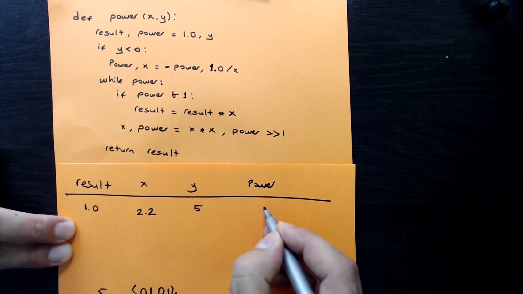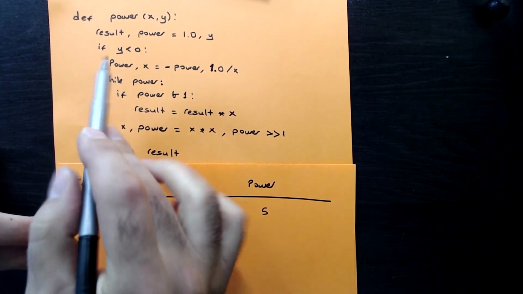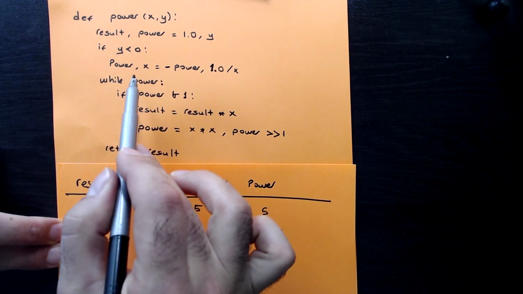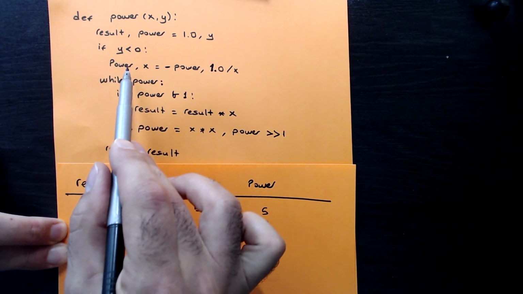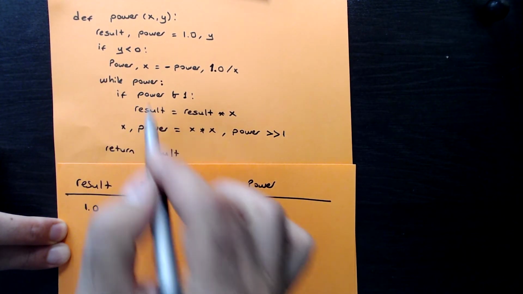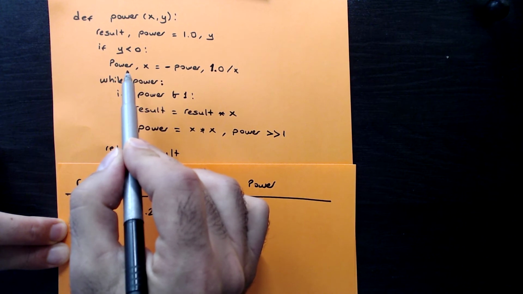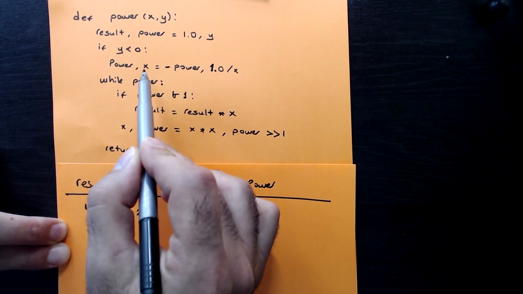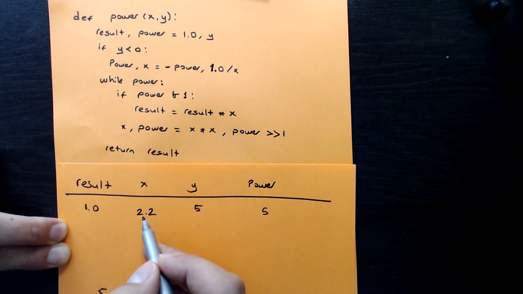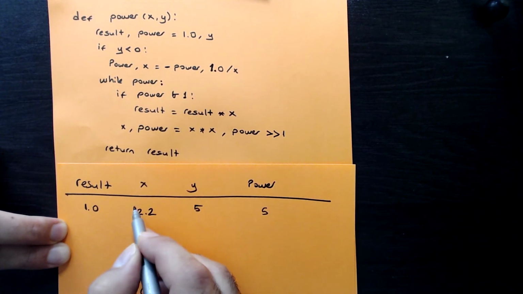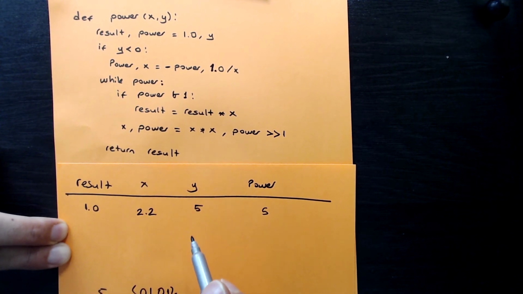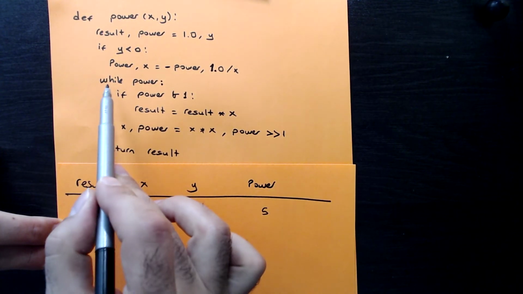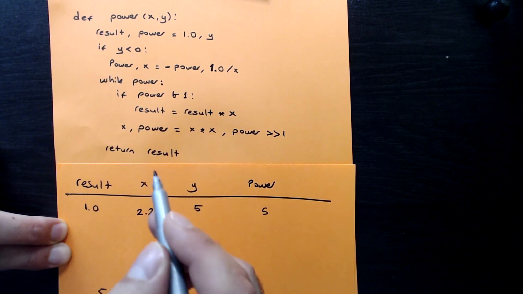And that is 5. Okay, if y is less than 0, which is the negative case, power becomes -1. In this case, we don't have a negative case, but what happens is power becomes minus power. That makes sense. And then x becomes 1 over x. So that makes sense, right? You basically do 1 over 2.2. As you are multiplying, it's going to get less and less. Okay, cool. But in this case, we're looking at a positive number, so we don't have to worry about the negative case right now. So while power, we're going to iterate through.